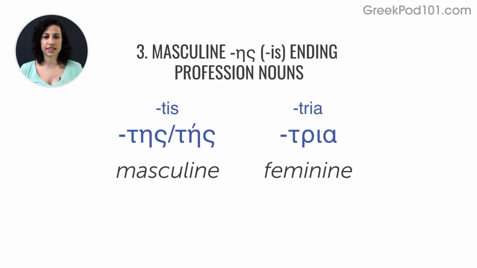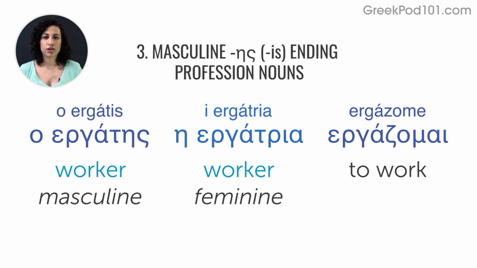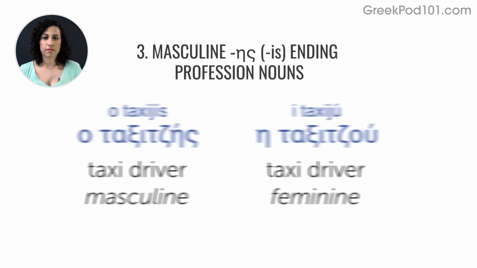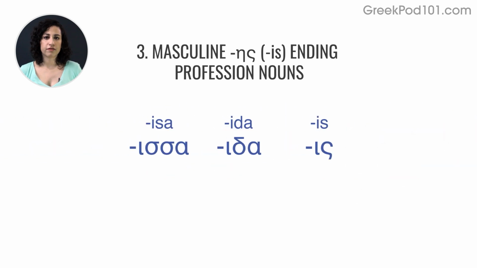The final category is the masculine is ending nouns. Here, the masculine nouns that end in tis and that derive from a verb form feminine nouns ending in tria, like ο εργάτης, η εργάτρια, worker, deriving from the verb εργάζομαι, to work. Furthermore, the masculine nouns that end in dzis form their feminine counterparts in dzou, like ο ταξιτζής, η ταξιτζού, taxi driver. The rest usually form the feminine nouns ending in isa. A few have the alternative scholarly ida and is endings, while some share the same form.